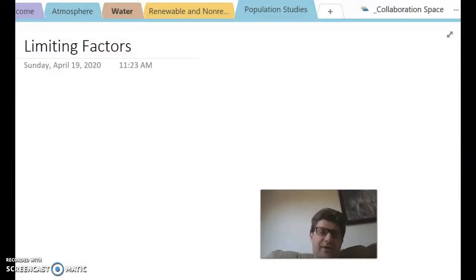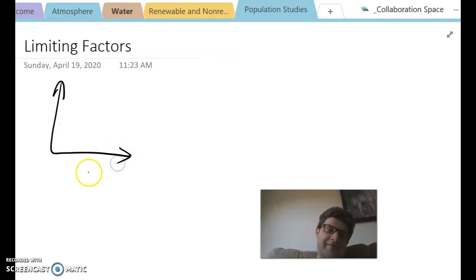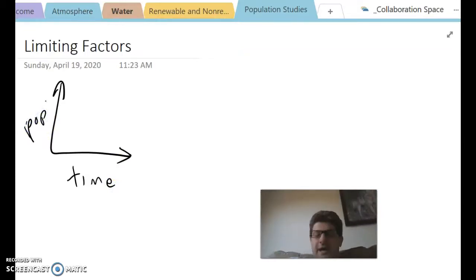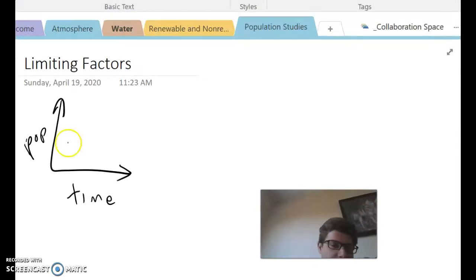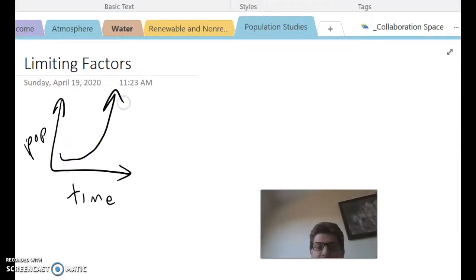Limiting factors. Before, I've talked to you about population growth, and I showed you a graph, time on the bottom, population over here. What's interesting to note is, you may have noticed that the population gets big really, really fast. Not good when we have this high of a population.